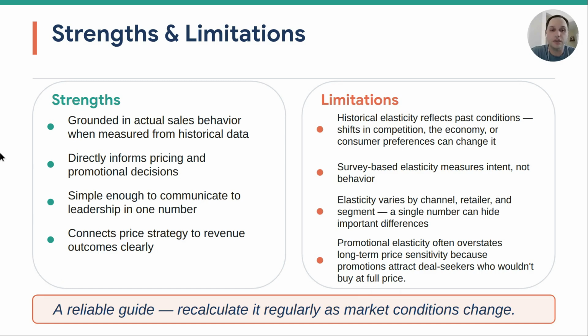The limitations? Historical elasticity reflects the conditions of the past. If your competitive landscape shifts, a new brand enters, or economic conditions change, your elasticity coefficient changes with it. Survey-based methods overstate sensitivity. A single elasticity number can mask significant variation by channel, retailer, and customer segment. And promotional elasticity often overstates long-term price sensitivity because promotions attract deal seekers who wouldn't buy at full price and don't become loyal customers.